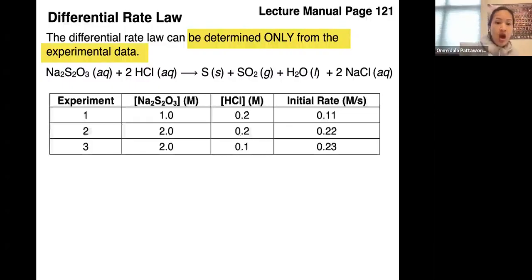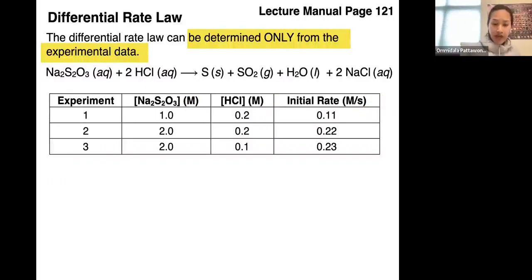In this case, you are going to be given a series of experiments with different concentrations of the reactants, and the data gives you the initial rate. As we know, the initial rate is the rate at time equal to 0, so it is the maximum rate. Refer back to the previous lecture video.